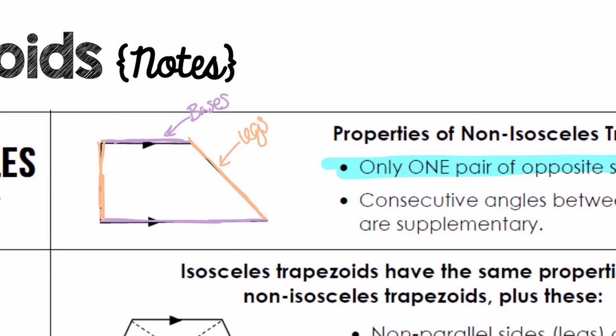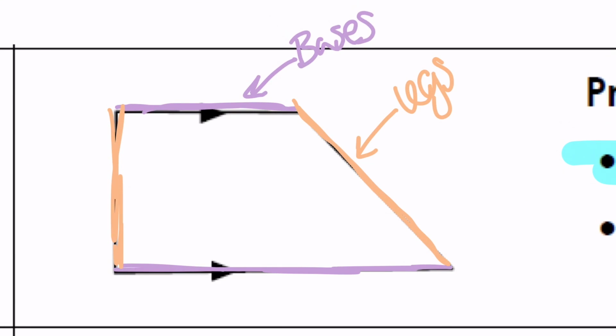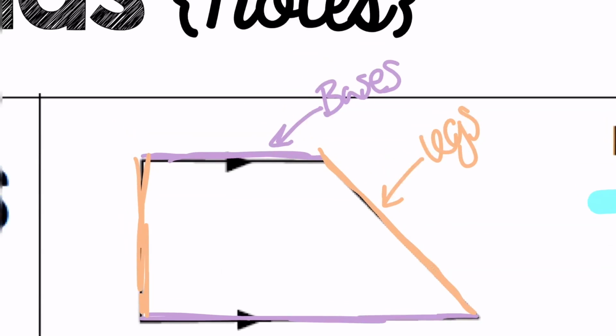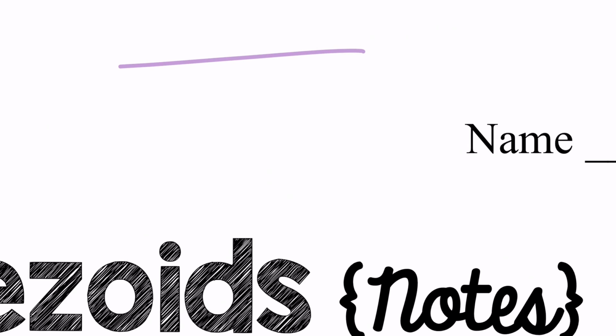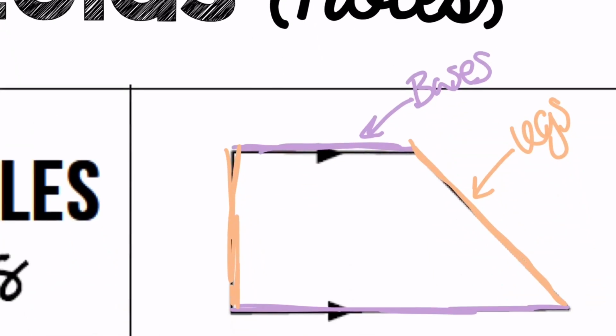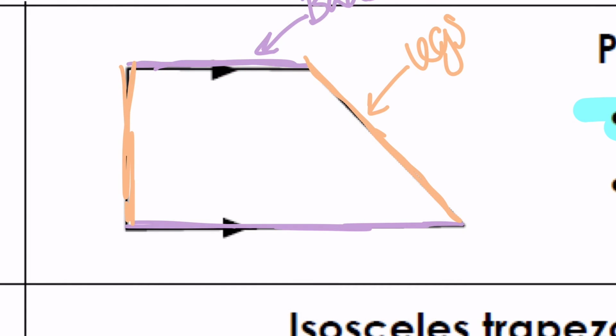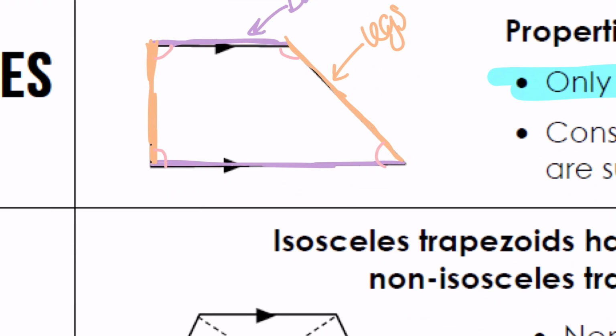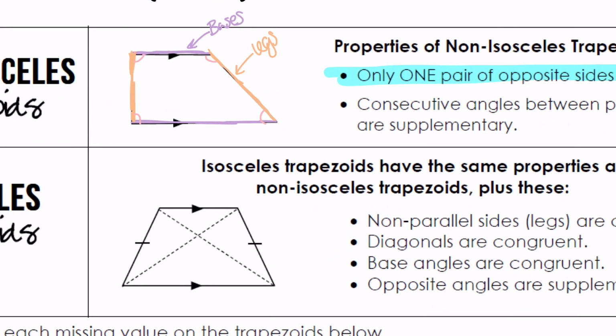So consecutive angles between parallel lines are supplementary. Remember, consecutive angles are the ones, I'm just going to draw this up here real quick, if I have my two parallel lines cut by a transversal, the two that are on the same side of the transversal, and they are supplementary. So if this leg were my transversal and my two parallel lines, that means these two angles are supplementary. It also means these two angles are supplementary. So that means they add up to 180. And that's about it as far as non-isosceles trapezoids.